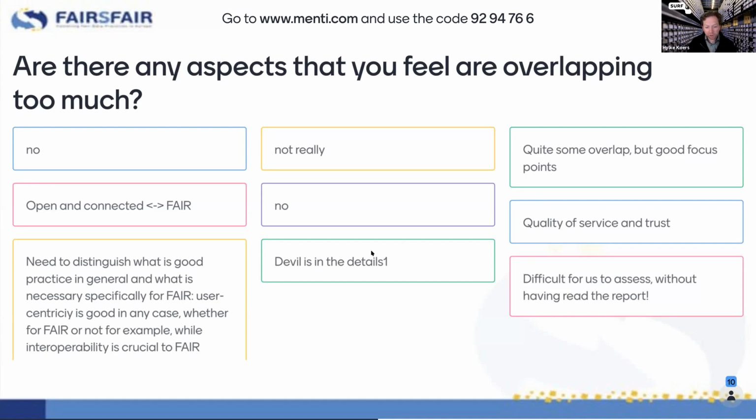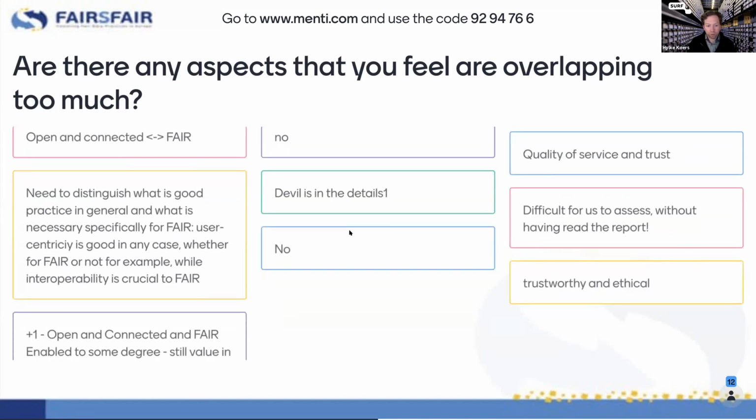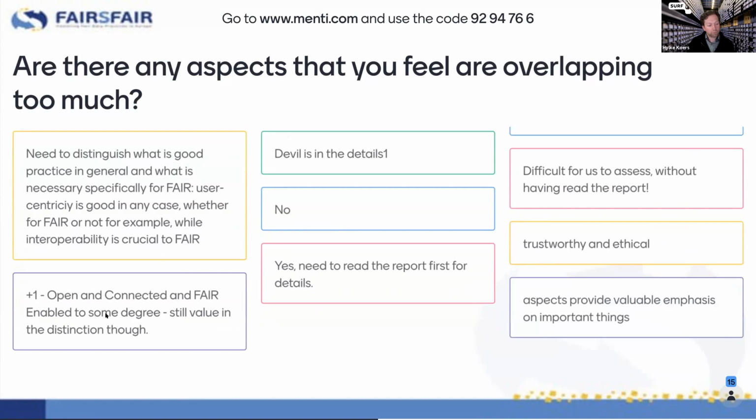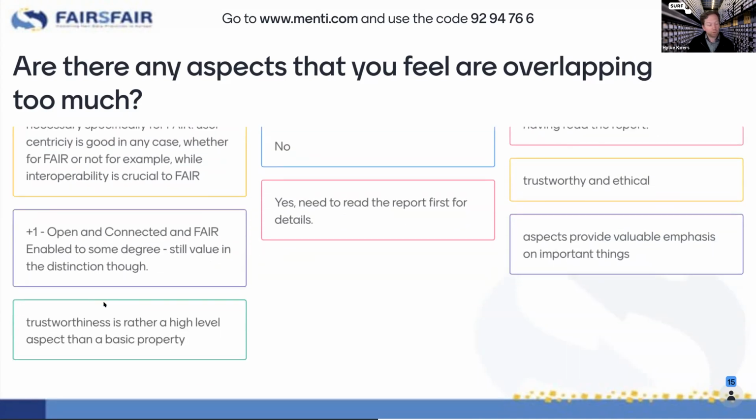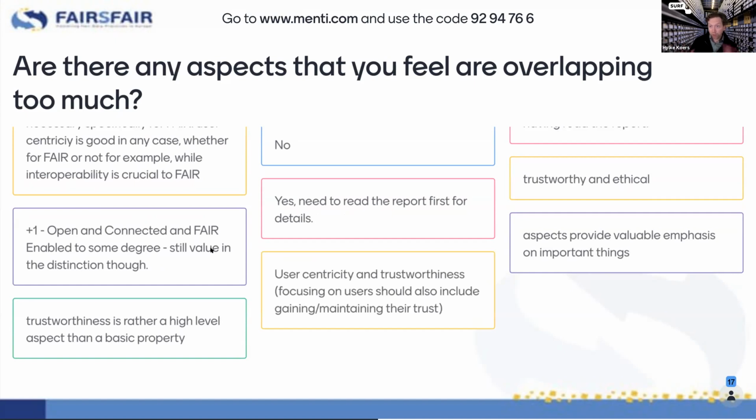The devil is in the details. Yes, absolutely. That is something we are very much aware about. And I also don't think we'll get all of those details sorted out, but this is really the first pass, if you like. Somebody comments that open and connected and FAIR enabling are somewhat similar, but could still be valuable to distinguish them. Also, these are questions that we could zoom in on in that workshop and see if perhaps these are aspects that should be merged or there is value in keeping them separate.